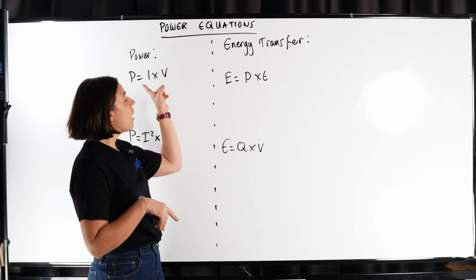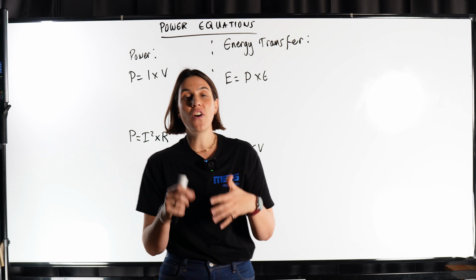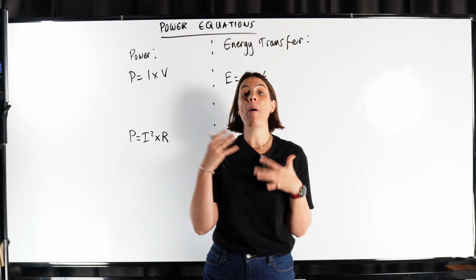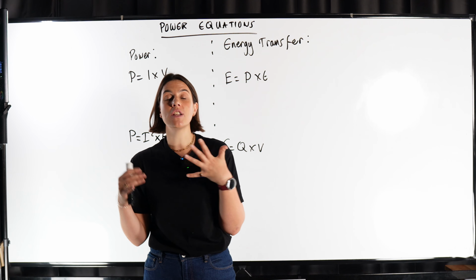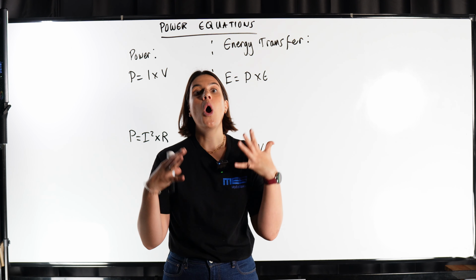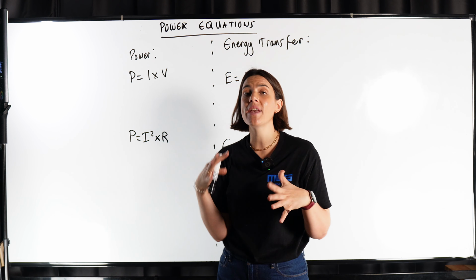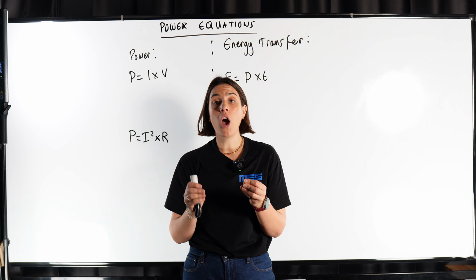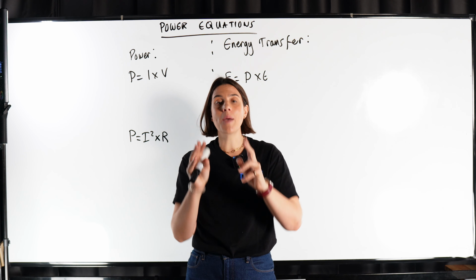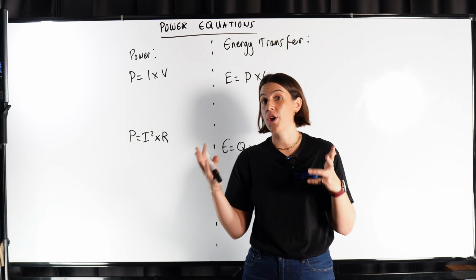Now, power is the energy transferred every second. So if I say that an object is more powerful, I mean that it transfers more energy every second. You'll notice, however, that there are two equations for how we can calculate the power of a device that's got current running through it, so an electrical device. And how do you know which one to use? I'm going to help you with that. So let's start by having a look at our first equation.